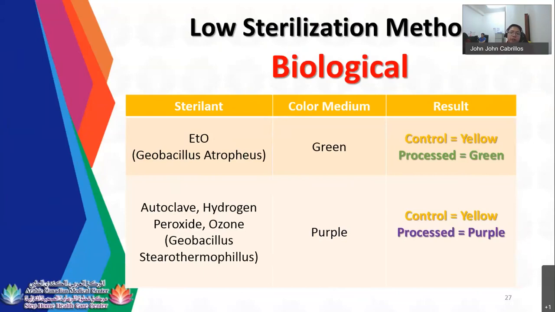So for your Geobacillus stearothermophilus, the color medium is purple. The control is yellow. The reason why it turns yellow for the control is because you did not process it. You did not put it in the sterilization. So for the process, it will change from purple to purple. It will stay the same. Once it stays the original color medium, it means that there is no bacterial growth.